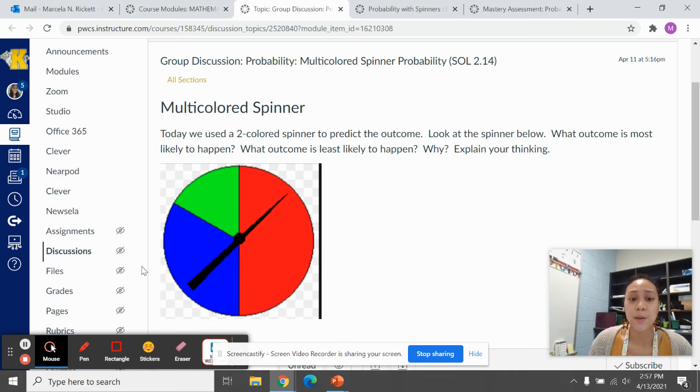So for example, Ms. Ricketts sees that red is half of this spinner. So red is most likely going to happen if we spin the spinner. Green is least likely going to happen because green is the smallest piece that we have here in our spinner. So you have to be able to see what is most likely and what is least likely. And we're going to go ahead and look at a spinner on the next page and create it ourselves.